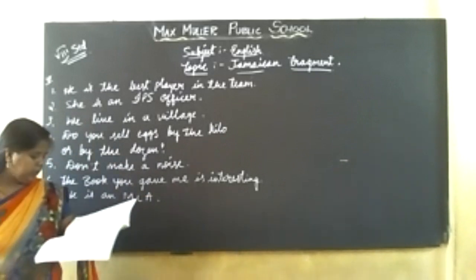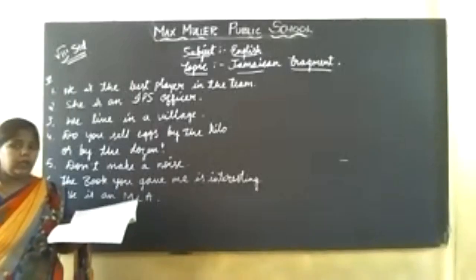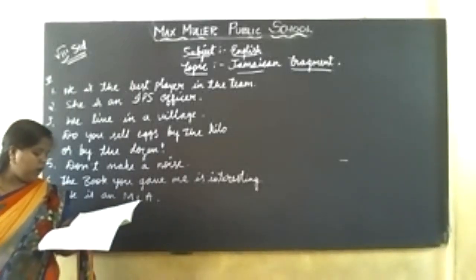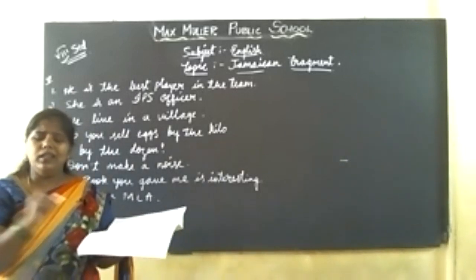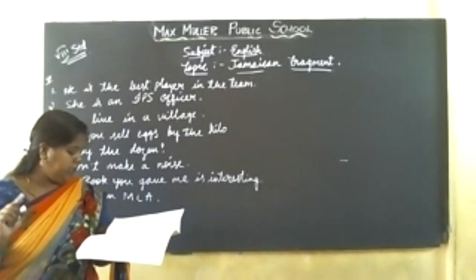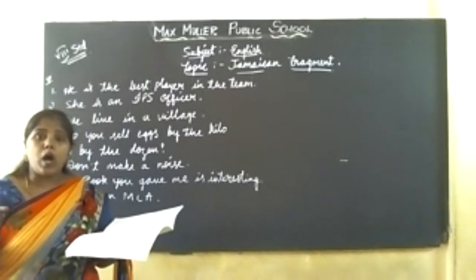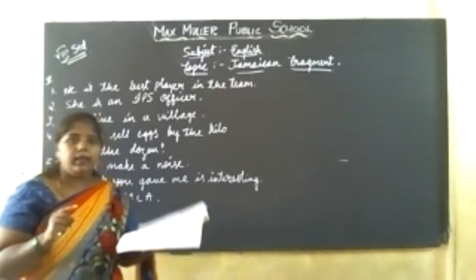So the eighth one, I gave him an 1 rupee coin. So here see the 1 rupee. Before that they have used an. Is it correct, children? No. See, 1 begins with the consonant sound of V. Okay, one. So consonant sound of V. So we have to use A there.